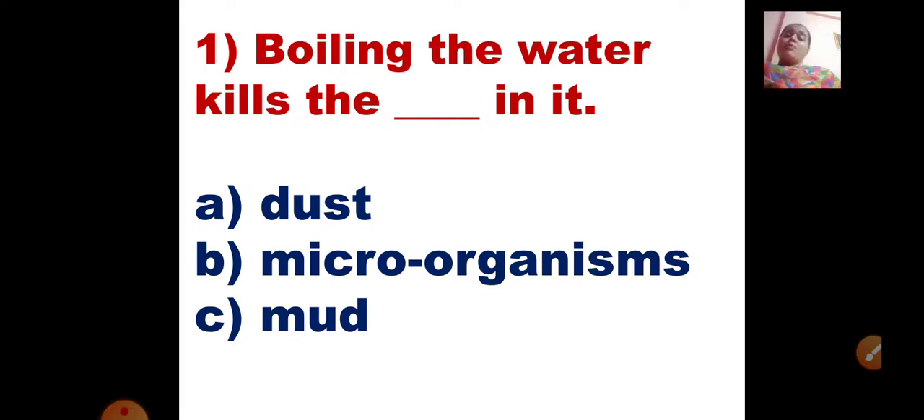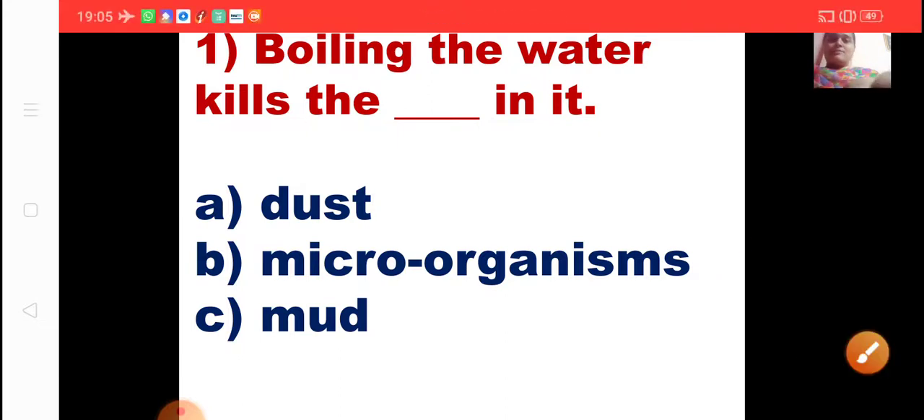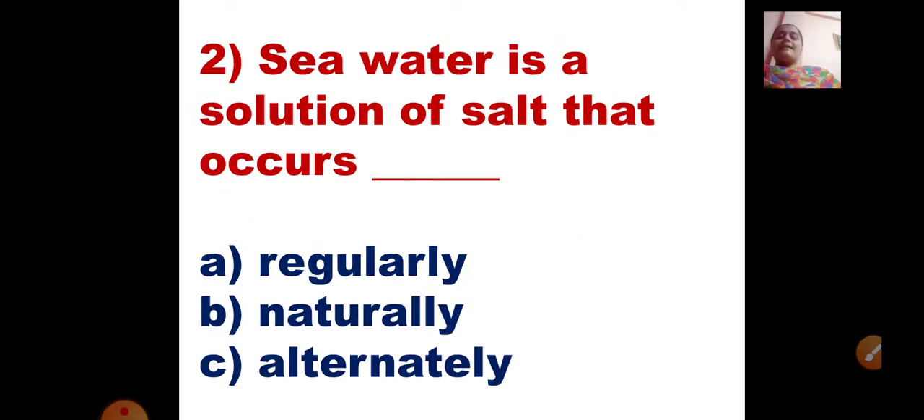Okay, so when we boil the water for drinking, yes or no? Because boiling is the best method of getting safe drinking water. So what happens when we boil water? What does it kill inside it? Is it dust? No. Is it microorganisms? Yes. So microorganisms is the correct option and you are going to tick the second option, that is microorganisms. Is that clear? So boiling the water kills the microorganisms in it.